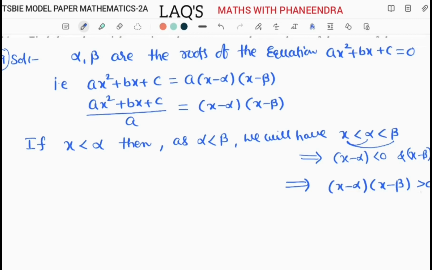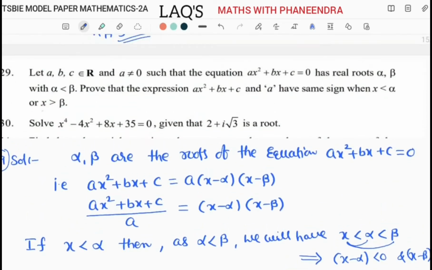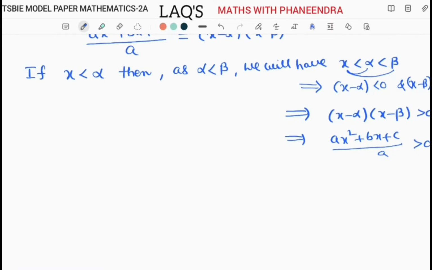So x minus alpha into x minus beta is greater than 0, and this value is equal to ax square plus bx plus c only. No? That implies that ax square plus bx plus c by a is greater than 0. So whenever this fraction is greater than 0, both ax square plus bx plus c and a have the same sign. Not only this case, but we also need to take another case: x is greater than beta and alpha is less than beta. See how we will take this. This is another case we are taking. On the other side we also have x is greater than beta, then as alpha is less than beta, that means beta is greater than alpha only.